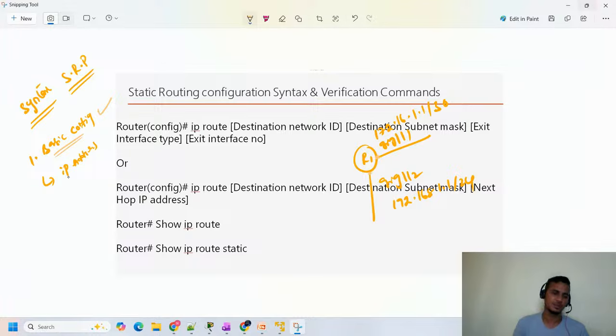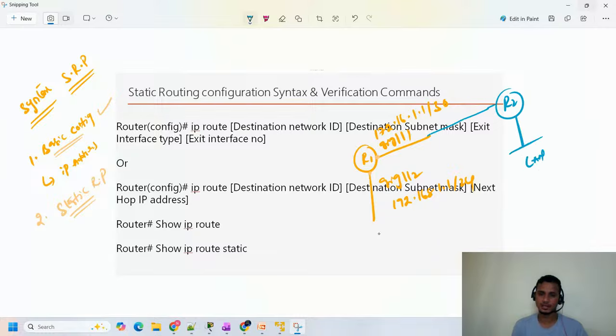Once you assign the IP addresses, in the second part you need to start configuring the static routing protocol. Why do we generally configure static routing? To reach from one network to another network, right? So here we have router 1. Likewise, in my far end network I have router 2. Here we have a LAN, guys, our local area network. Here also we have a LAN, a local area network.